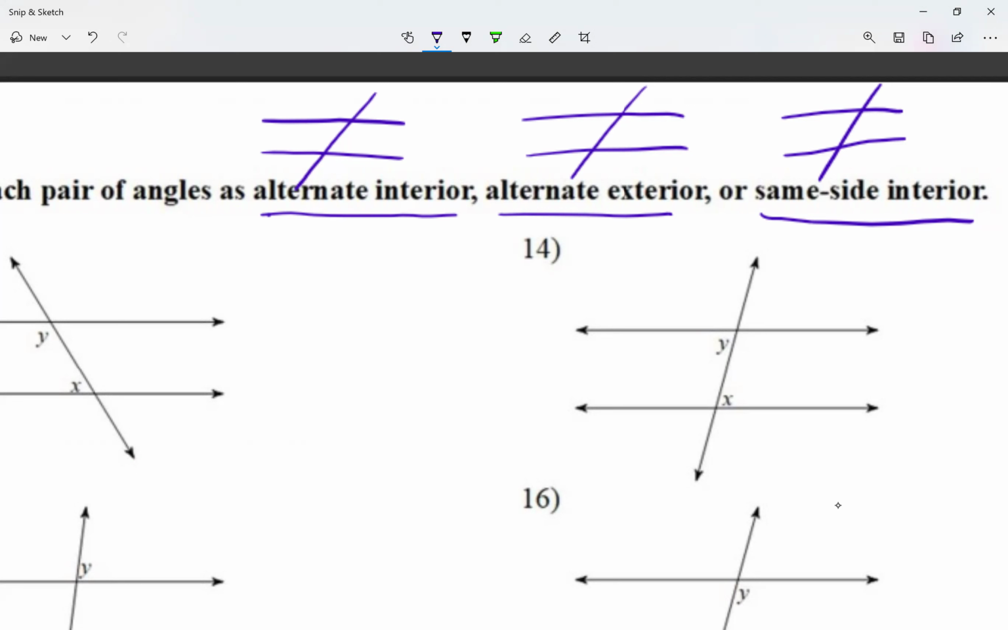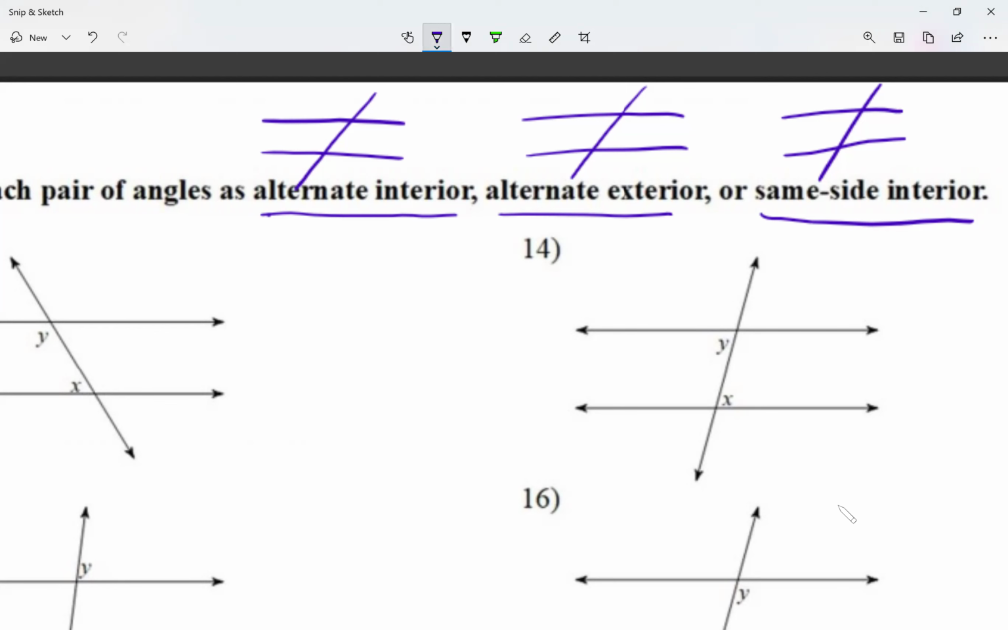So it means one of my angles that I'm dealing with is going to be on the left side of the transversal, and the other angle is going to be on the right side of the transversal. So one on one side and then the other one on the other side. Okay. That's what alternate means. Interior means they're going to be in between the parallel lines.